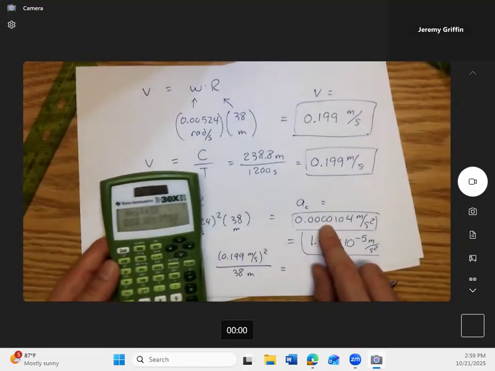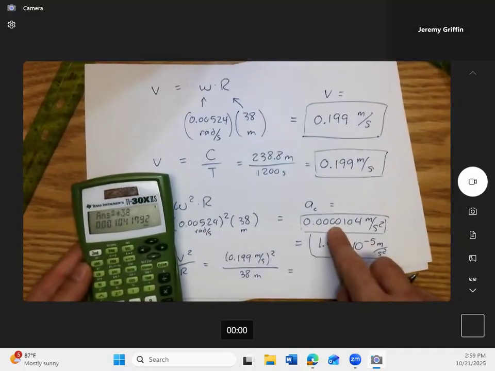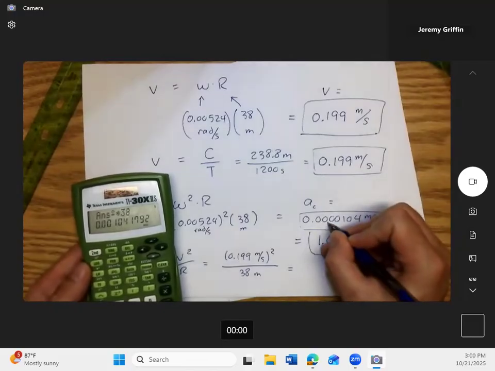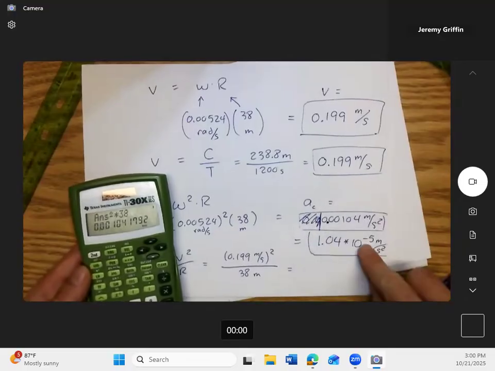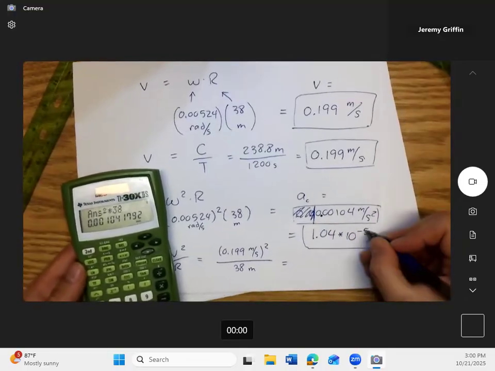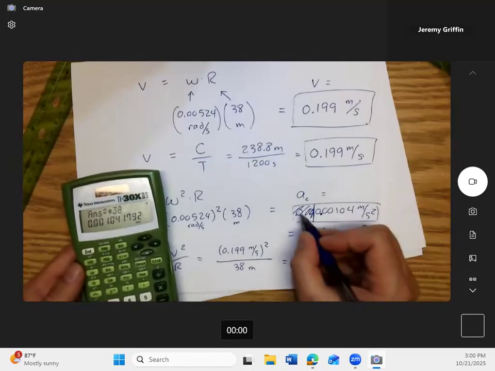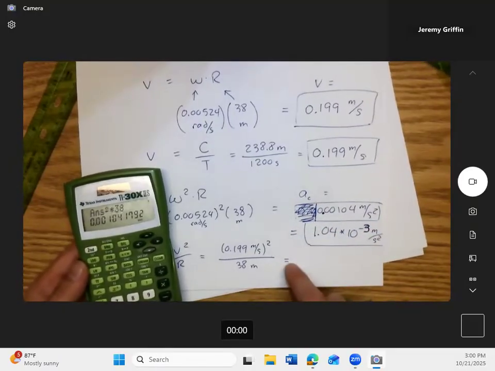Oh, you know what? I must have typed this in wrong, because I'm off by 2 decimal places here. Let me go back. This number is not correct. It should be the decimals right here. So get rid of all this. This is not 10 to the minus 5, it's 10 to the minus 3. So the number's correct, just the decimal place is off. Good thing we did it a different way, so you can actually check the answer.